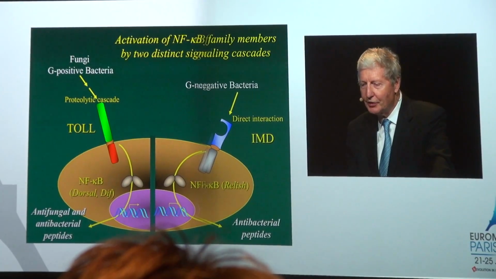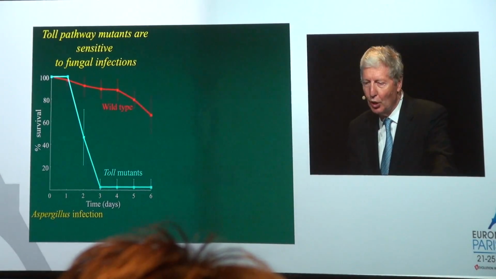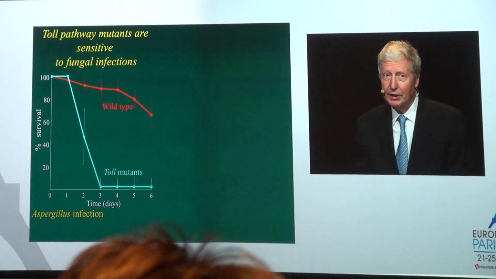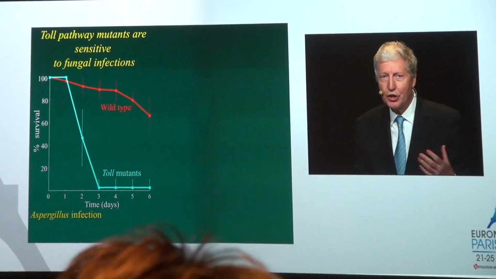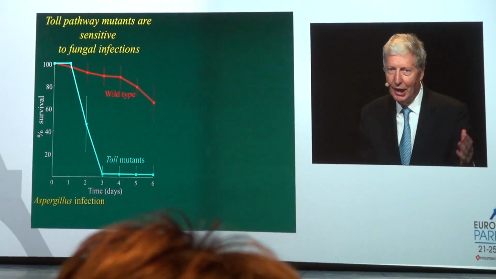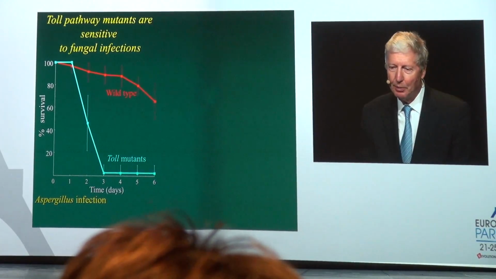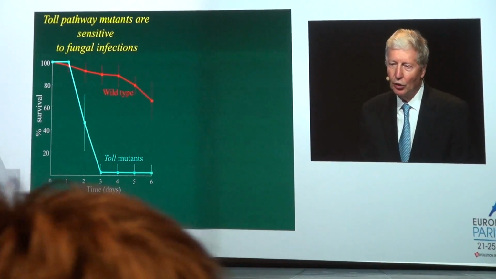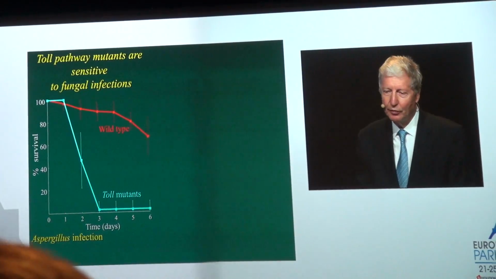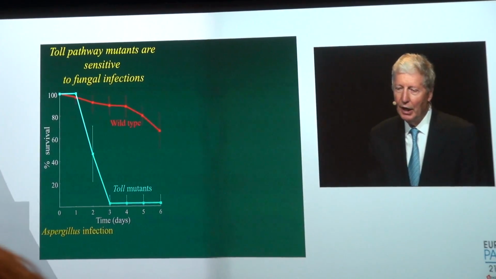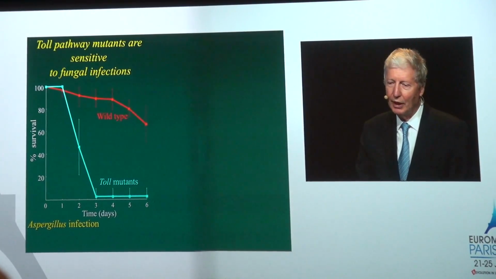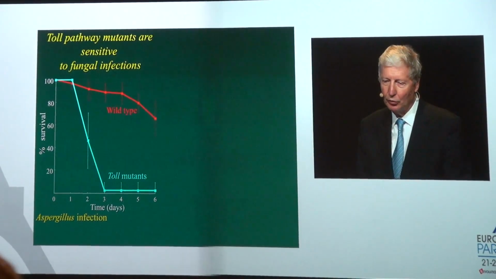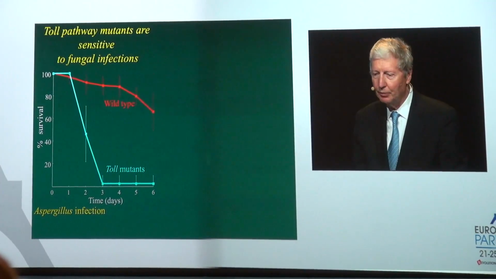So this then led us to probe if these pathways played a significant role in the survival of the flies, to really show that we were dealing not with simple laboratory experiments, but with something which was relevant for the life of the fly. And here we show Toll pathway mutants, which are sensitive to fungal infection, experimental fungal infection. And as you see, the wild type, the normal flies, survive relatively poorly, but survive, whereas Toll mutants, half of them have already disappeared after 2 days.